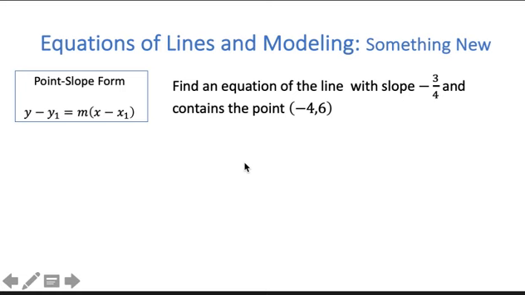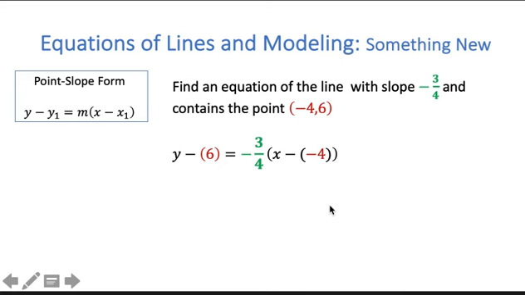It's going to be helpful if we look at an example. Find the equation of the line with a slope of -3/4 that contains the point -4,6. We're going to take these pieces of information and plug them into point-slope form. The slope is -3/4, so I substitute that for m. And not the y-intercept, but the point that the line goes through is -4,6. So the x value is -4 and the y value is 6, and I plug that into the equation.